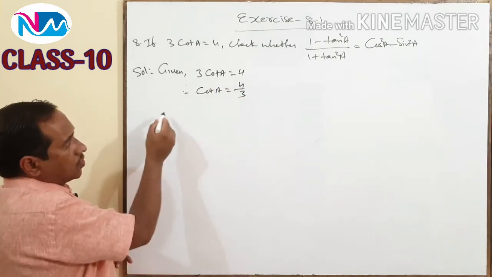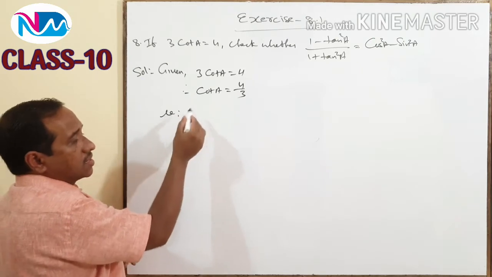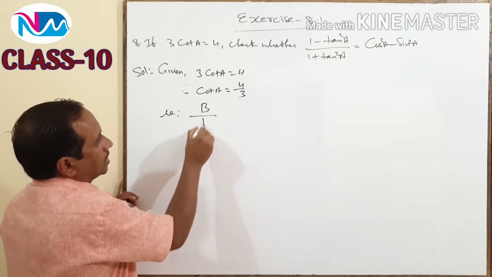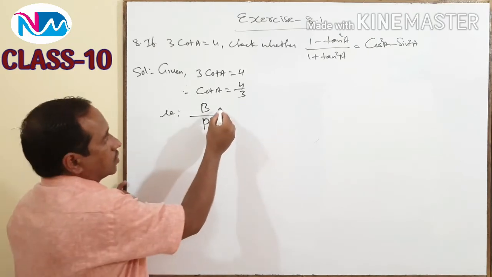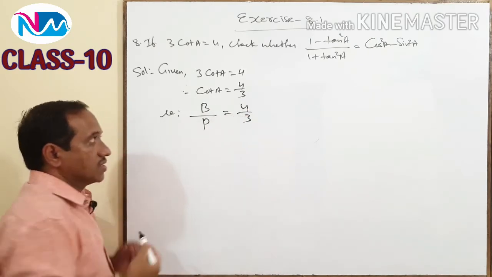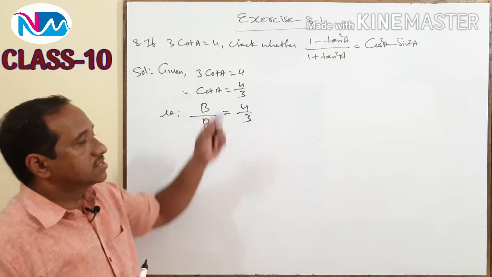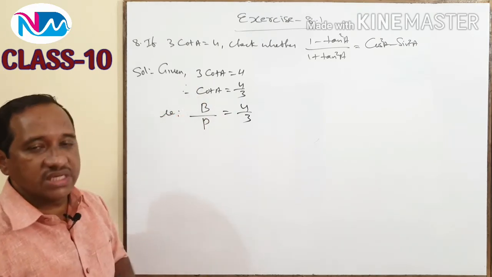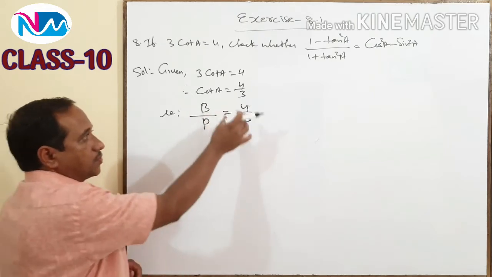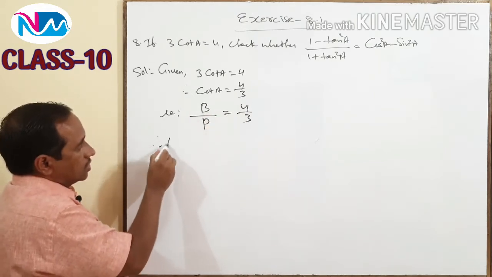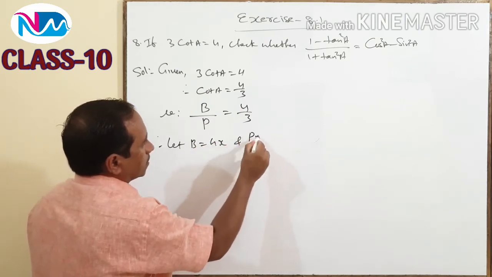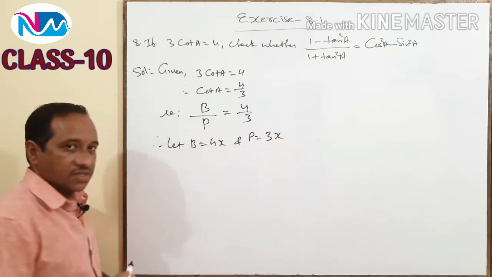3 cot A is equal to 4, therefore cot A is equal to 4 by 3. Cot ratio is defined as base by perpendicular, so it is equal to 4 by 3. So cot A is equal to 4 by 3 means base by perpendicular is equal to 4 by 3. This is a pure ratio. Therefore, let base b is equal to 4x and perpendicular p is equal to 3x.